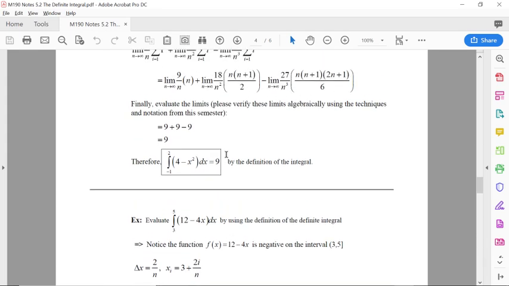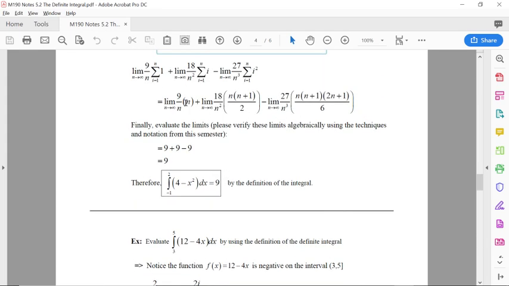Oh, and by the way, what did you get here? So you evaluate the sum. This sum was equal to 9, right? This one was equal to 9, and this one was equal to -9. Check the limit and see that you can get that this one is also equal to 9 right here, which we're subtracting. So 9 plus 9 minus 9 gives you 9. Therefore, this integral is 9.